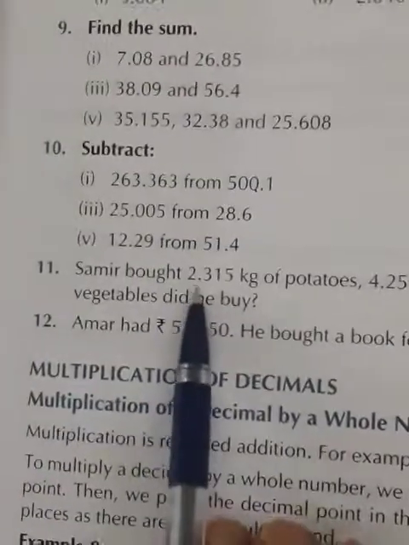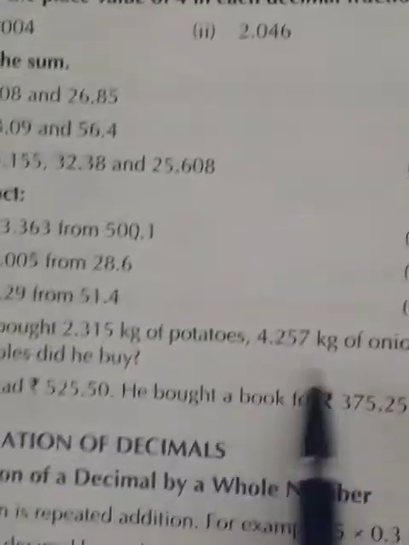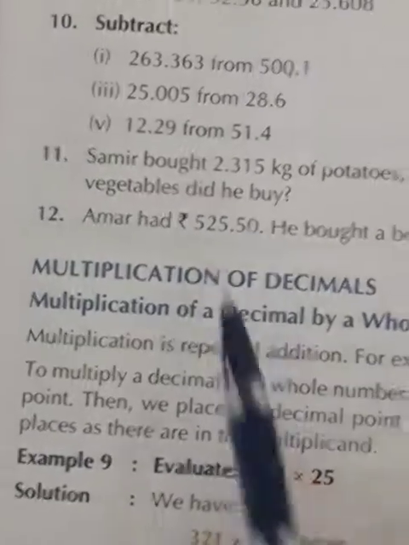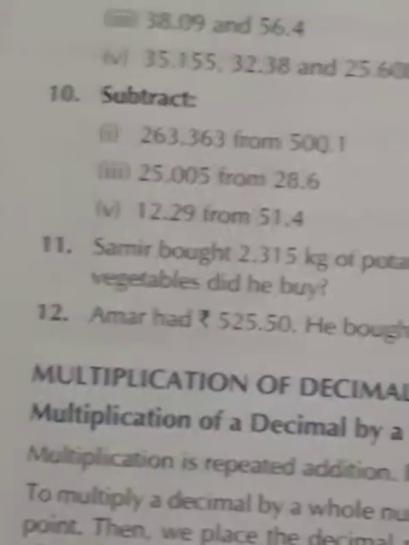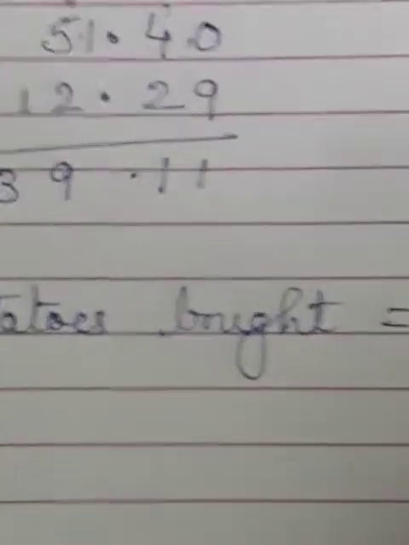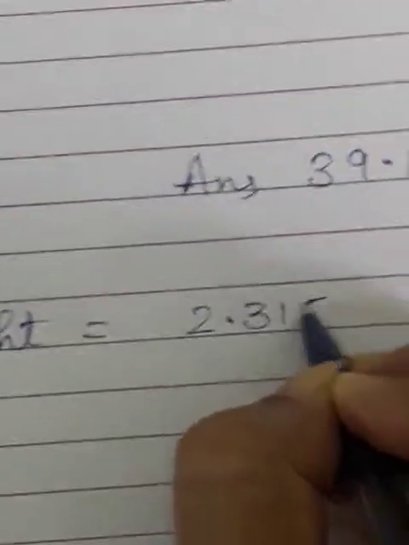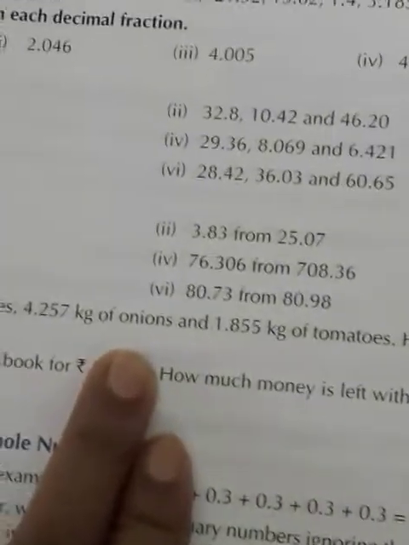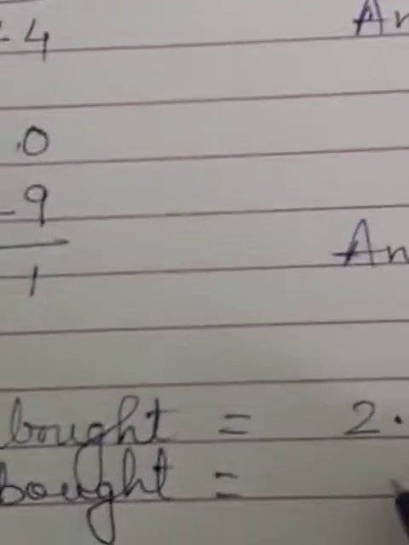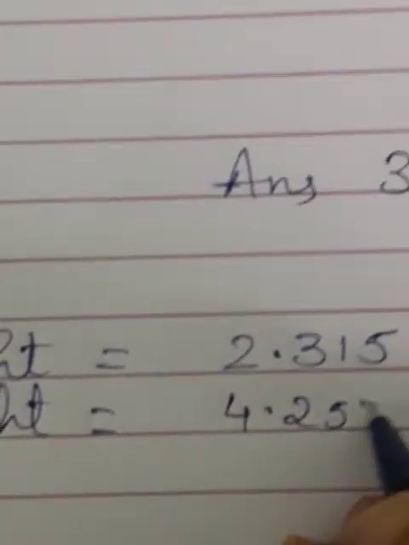Next question is question number 11. Sameer bought 2.315 kg of potatoes, 4.257 kg of onions, and 1.855 kg of tomatoes. How much vegetable did he buy? So let us find out how many potatoes did he buy. Potatoes bought is equal to 2.315 kg. Then onions bought is equal to 4.257 kg.